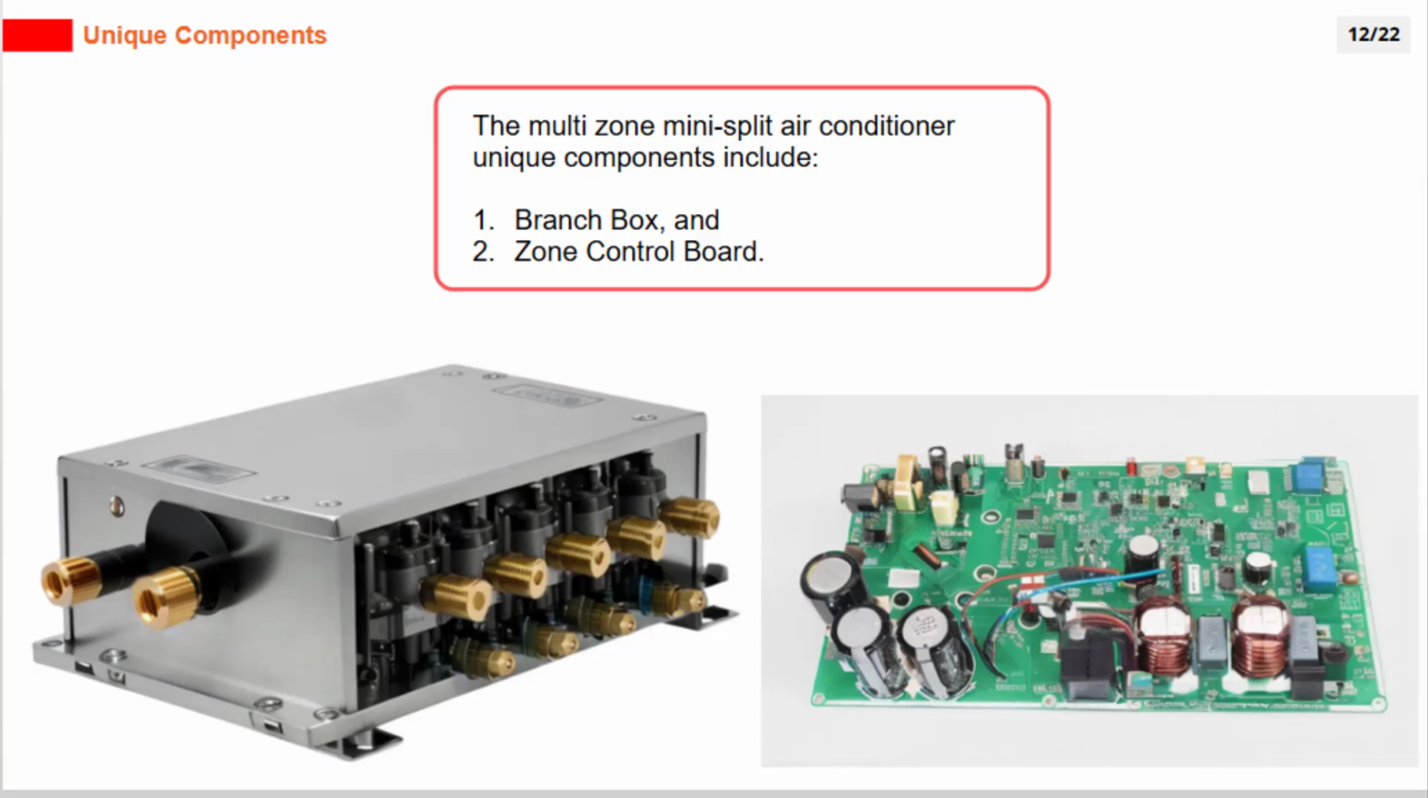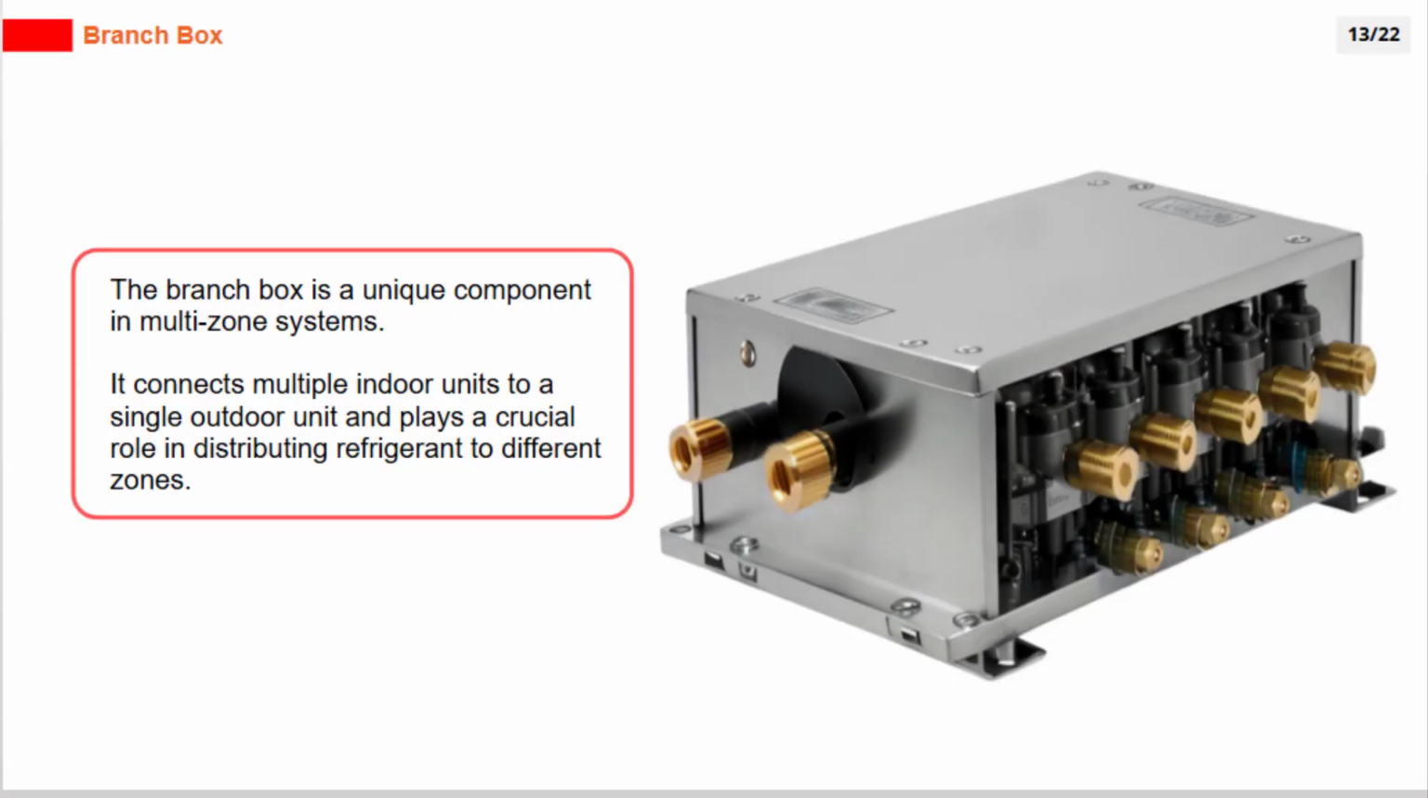The multi-zone mini-split air conditioner unique components include branch box and zone control board. The branch box is a unique component in multi-zone systems. It connects multiple indoor units to a single outdoor unit and plays a crucial role in distributing refrigerant to different zones.